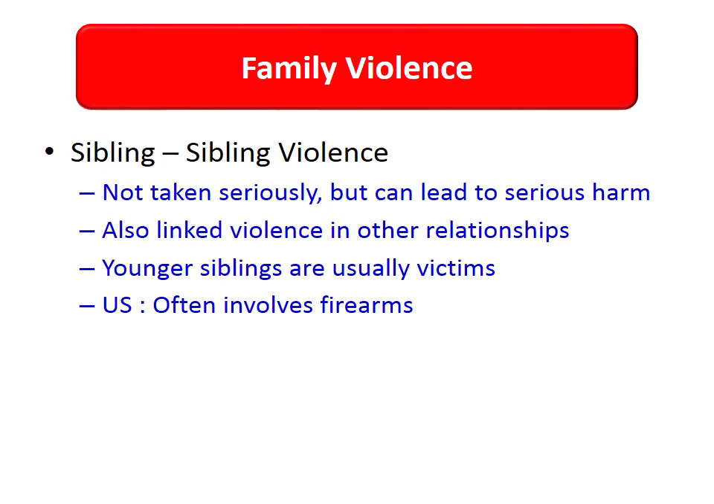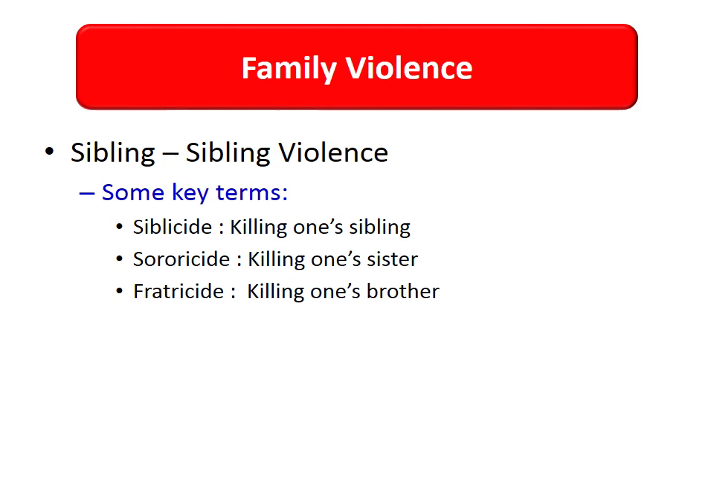Often, younger siblings are the victims of serious sibling to sibling violence. Some of the key terms associated with sibling to sibling violence are featured on this slide. The first is siblicide, where one sibling kills another sibling. Siblicide is further categorized in two categories, where you've got sororicide, where a sister is the victim and is killed, or fratricide, where the brother is the victim and is killed.